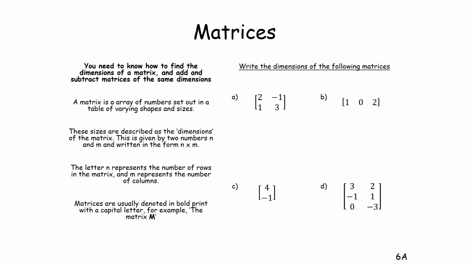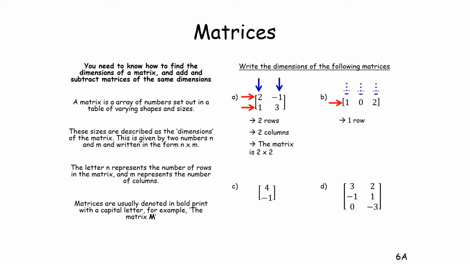So write down the dimensions of the following matrices. I'll start off with the first one. Okay, so straightforward. We've got this one, 2 rows and 2 columns. So we could write this as a 2 by 2 matrix.